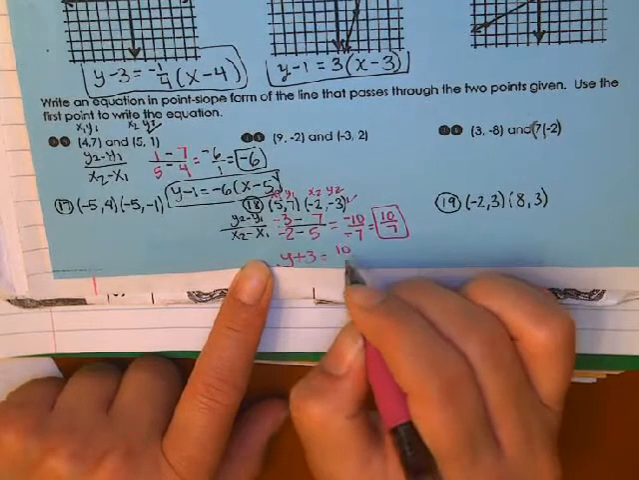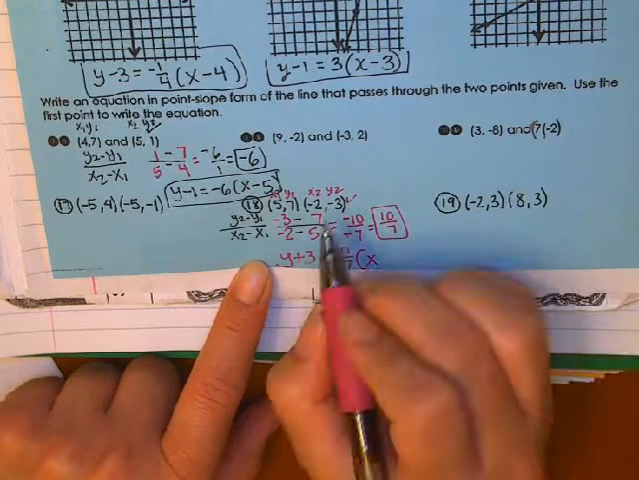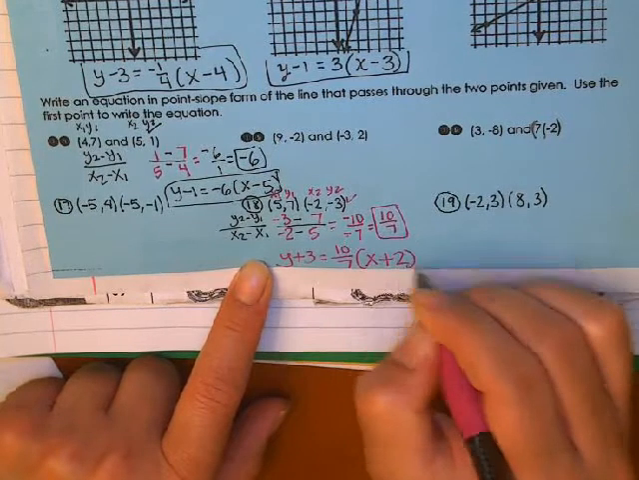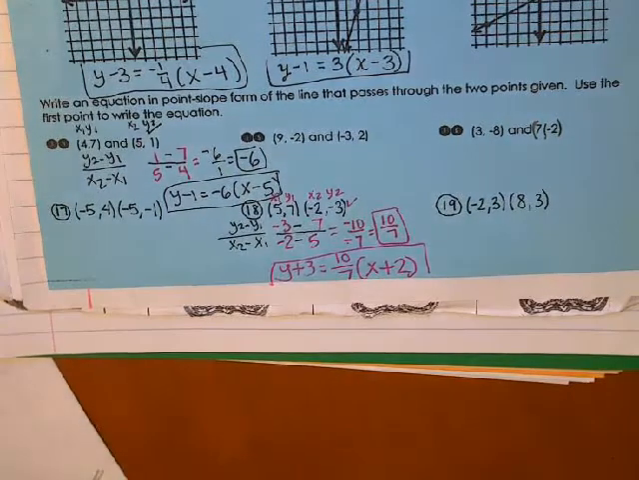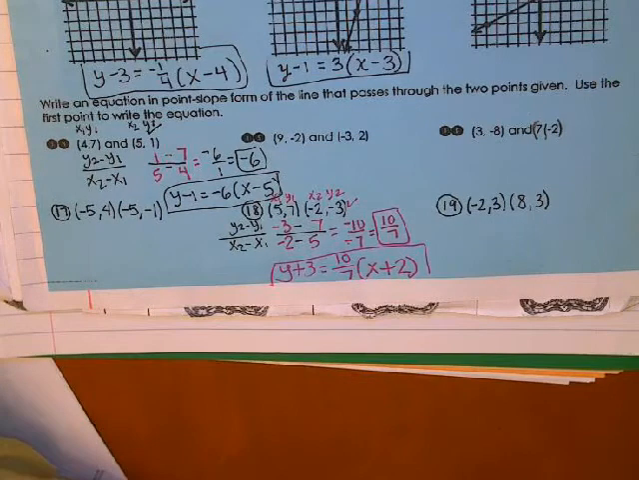So y, take the opposite of this y, equals your slope that you found, and then the x, and then take the opposite of the x. And there you have it. That's what you need to be able to do for point slope.